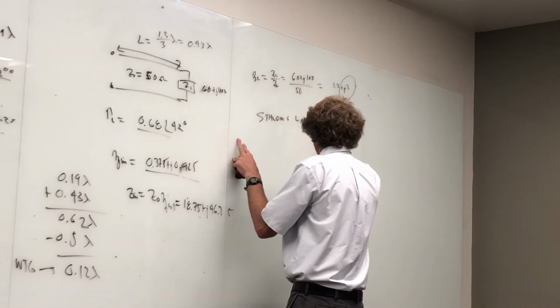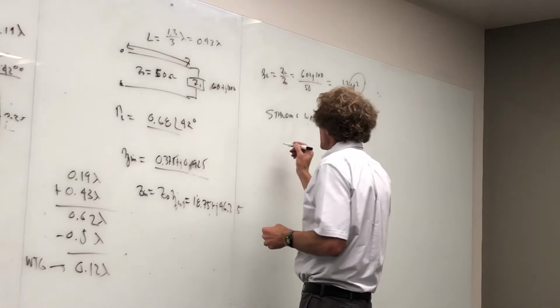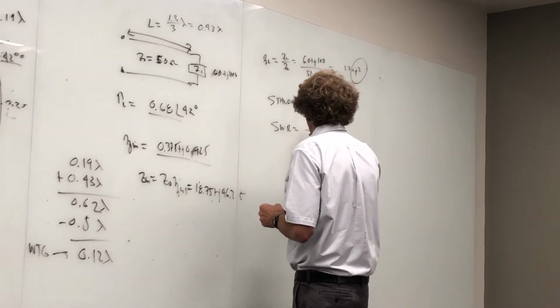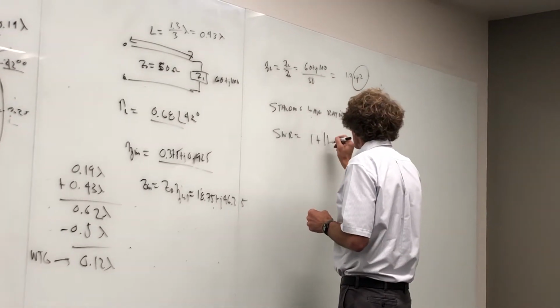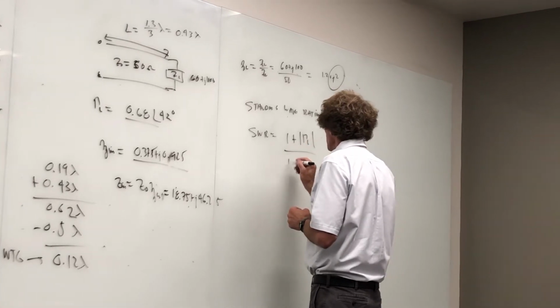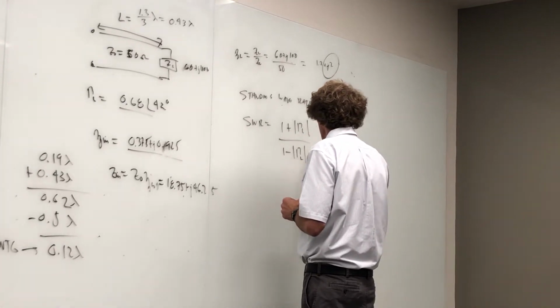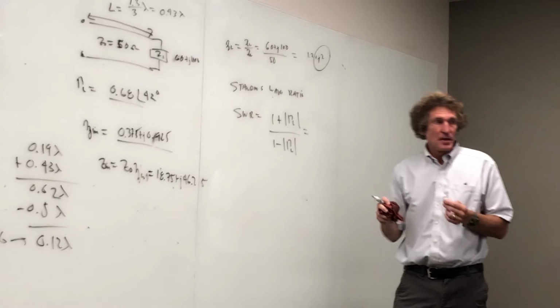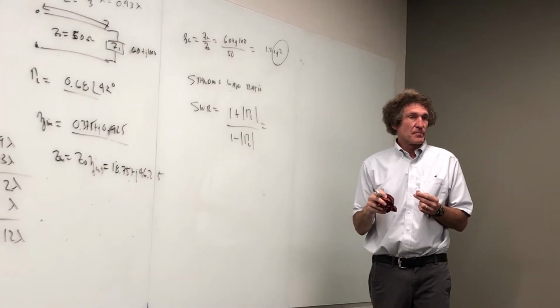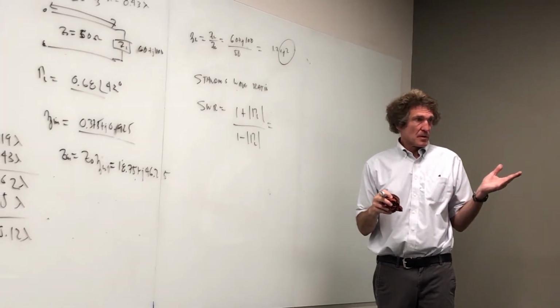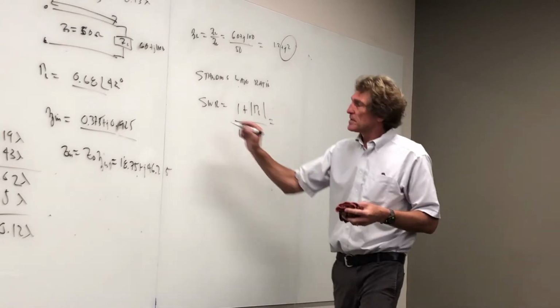I didn't mention this, did I? I said the standing wave ratio was equal to 1 plus the magnitude of the reflection coefficient of the load over 1 minus the magnitude of the reflection coefficient of the load, correct? Do y'all remember that class?